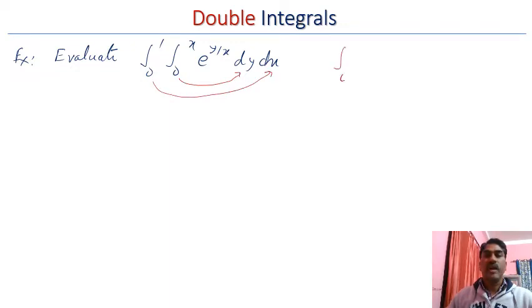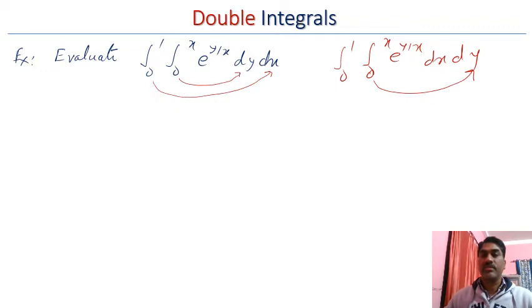Even if we write 0 to 1 and 0 to x, e to the power y by x dx dy, still this limit will correspond to y because the limit appears in terms of x, and this limit will correspond to x. So we now evaluate it. Solution. As we have already discussed in the previous lecture, the variable limit should be evaluated first.